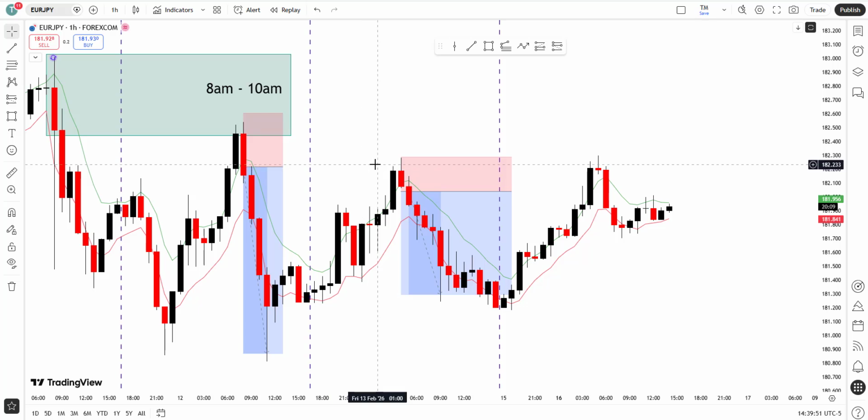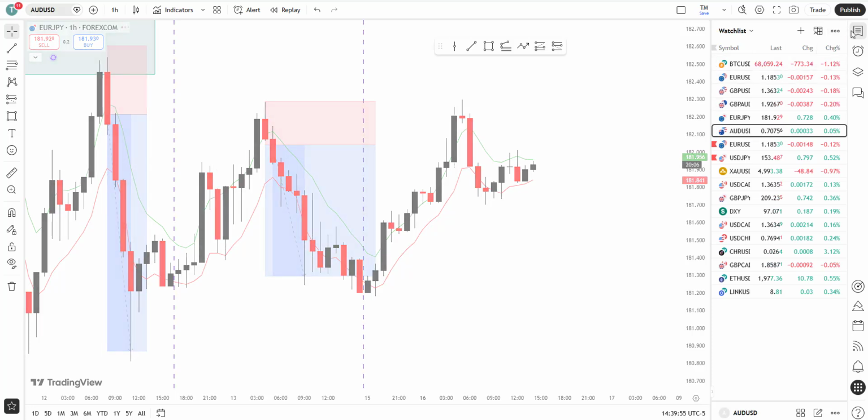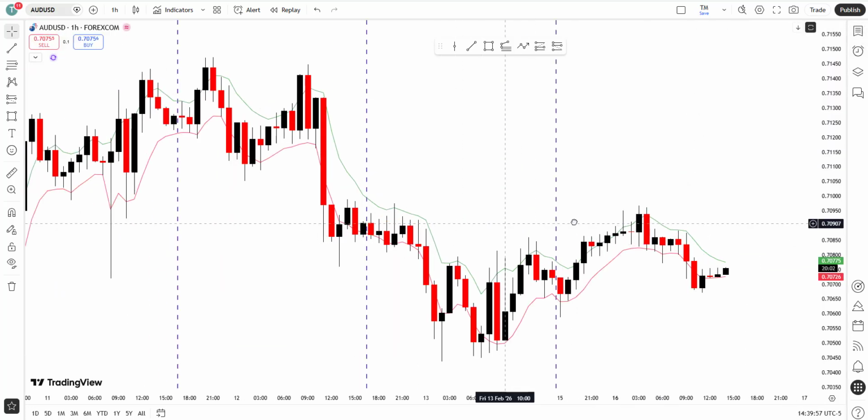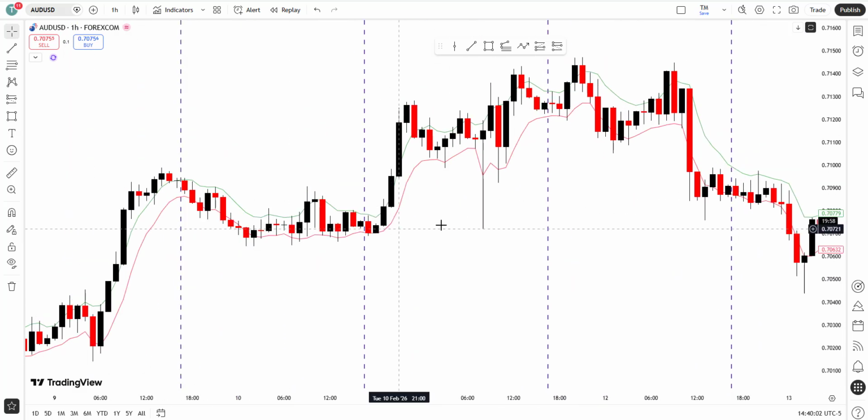It's very simple and very precise. So let's quickly look at other pairs and see how this trading strategy works. However, I'm not going to share pictures. I'm going to show you on the live chart.